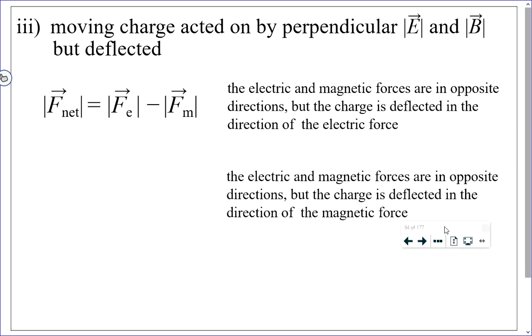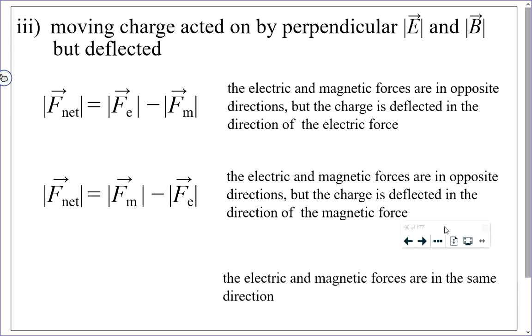It could be that the two forces caused by those perpendicular fields are in opposite directions, but the magnetic force wins because the particle is deflected in that direction. In which case the net force is going to be found by taking the magnitude of the magnetic minus the magnitude of the electric. Remember, when you have two opposite forces, the net force is found by taking the magnitude of the bigger minus the magnitude of the smaller. And the third case is it could be that the electric and magnetic forces end up being in the same direction due to the relative orientation of the two perpendicular fields, in which case the net force would be equal to the sum of the magnitudes of the forces.